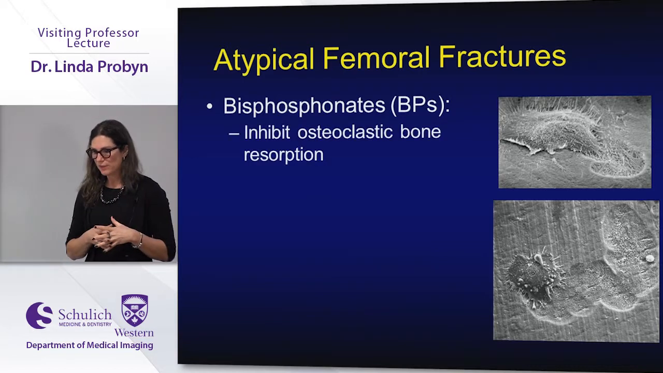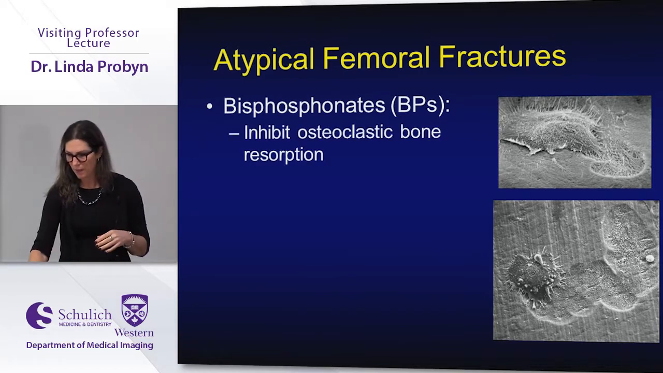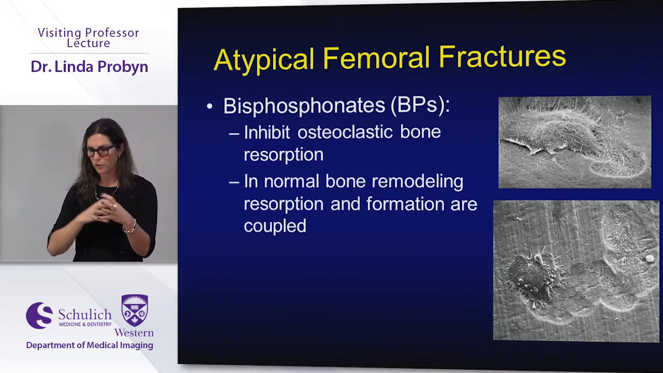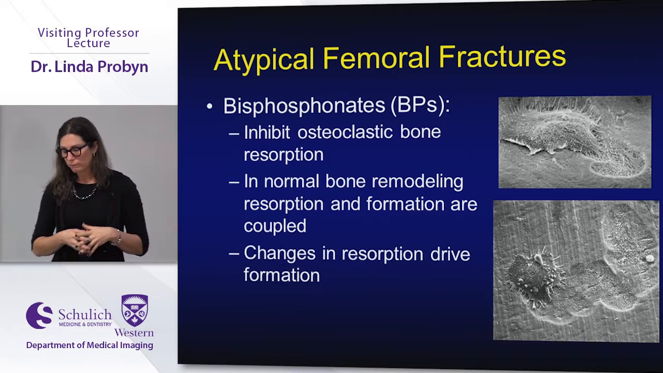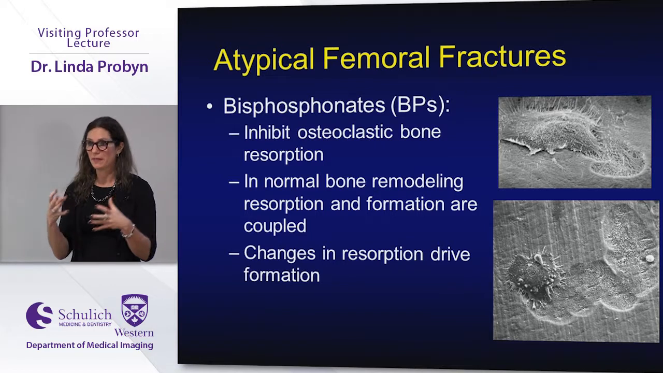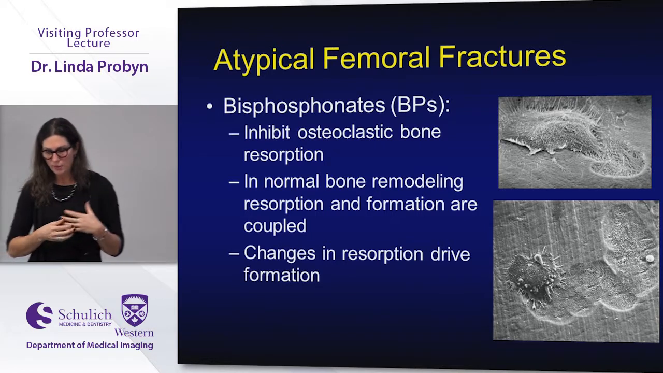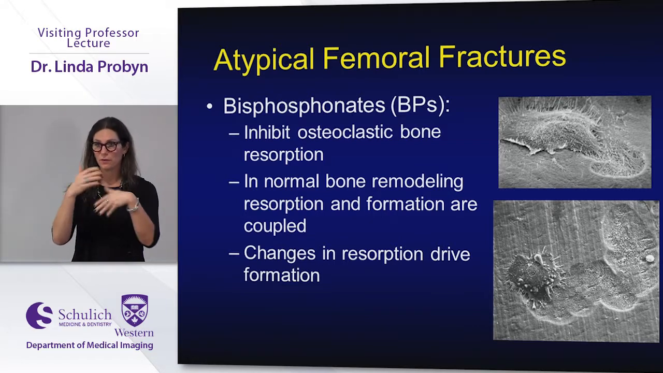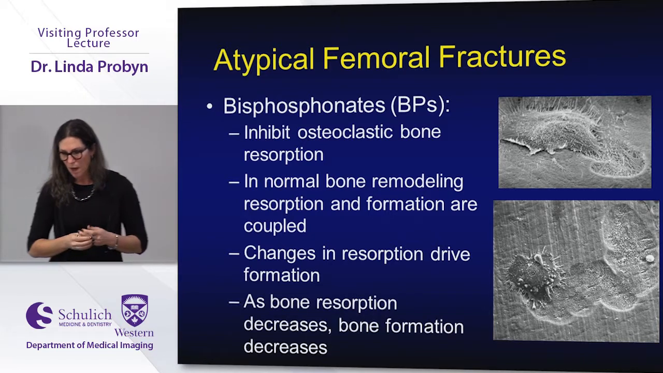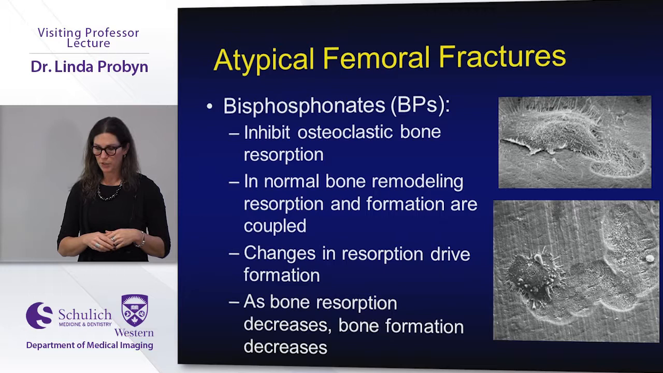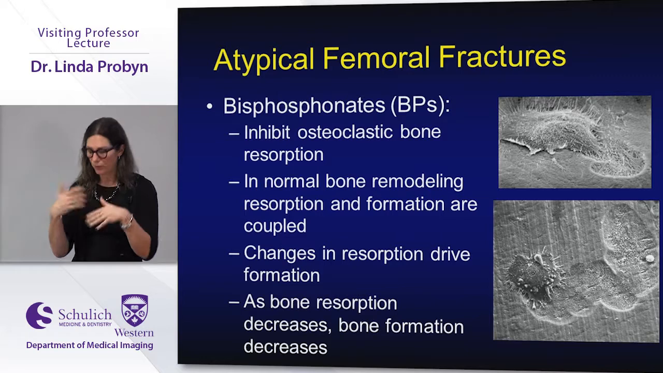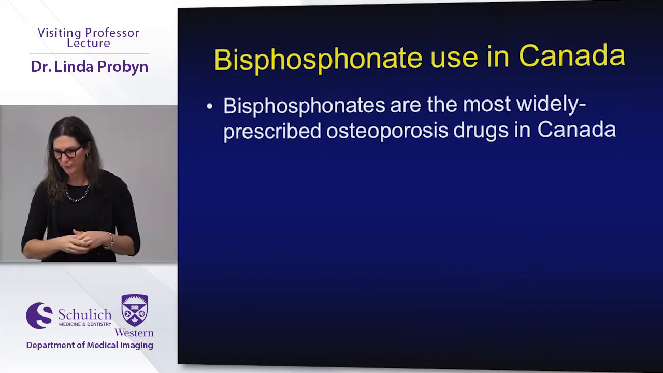As I mentioned, bisphosphonates inhibit the osteoclastic bone resorption. In normal bone, the remodeling really is a combination of bone resorption and bone formation, and that process is coupled together. So when we give bisphosphonates, we're disrupting that normal bone turnover process. Normally, when bone is resorbed, it triggers bone formation. That's the cycle that continually happens over and over again. But now we're reducing the bone resorption, and therefore the bone formation also decreases. So that normal process becomes uncoupled.